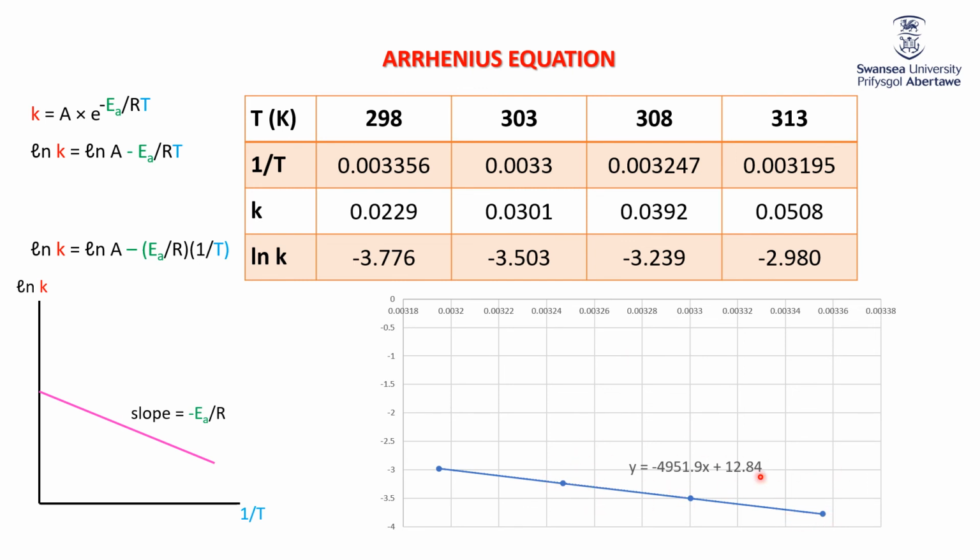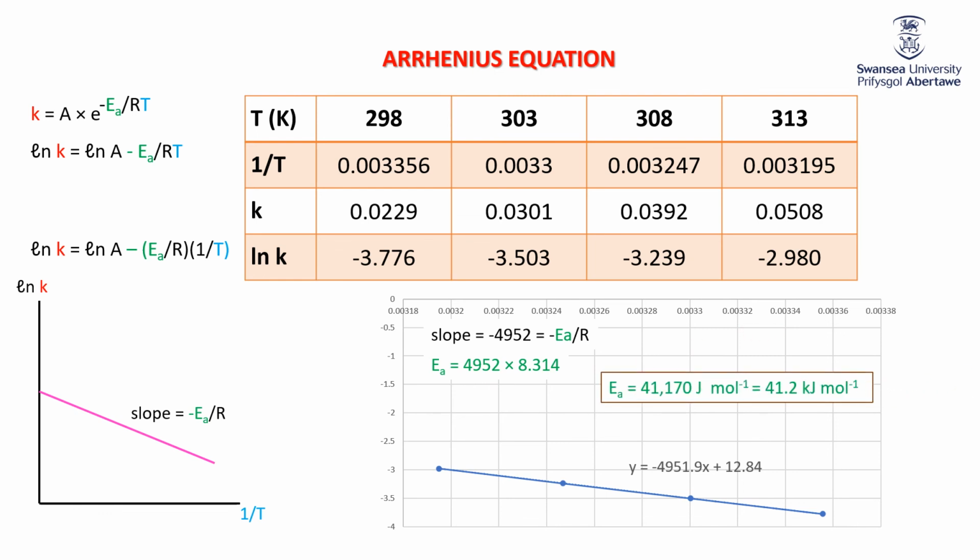Okay, and my nice little calculator told me that the equation for this straight line, and it was a beautiful straight line, look at that, is y equals minus 4951.9x plus 12.84. The intercept, 12.84, is the natural log of A, don't care about that. However, the slope is minus 4,952, call it, and the slope of this graph is minus the activation energy over R. R is, of course, 8.314, so therefore the activation energy is 4952 times 8.314, which is 41,170 joules, or 41.2 kilojoules per mole.